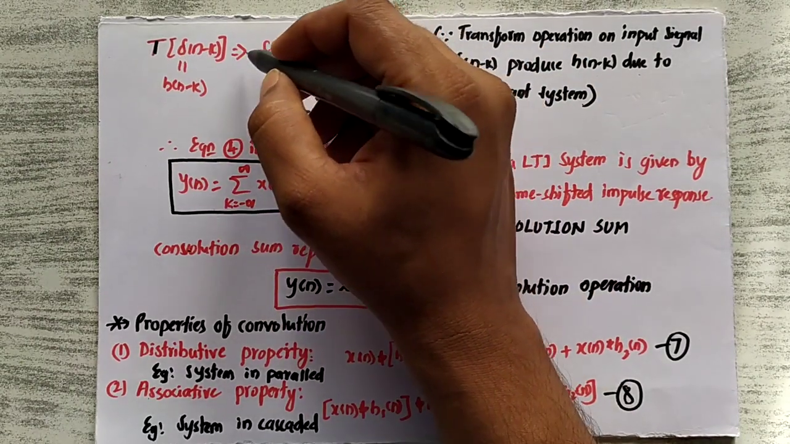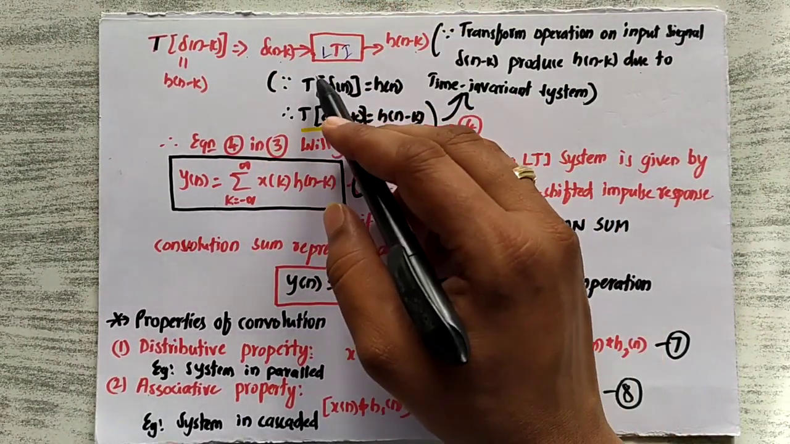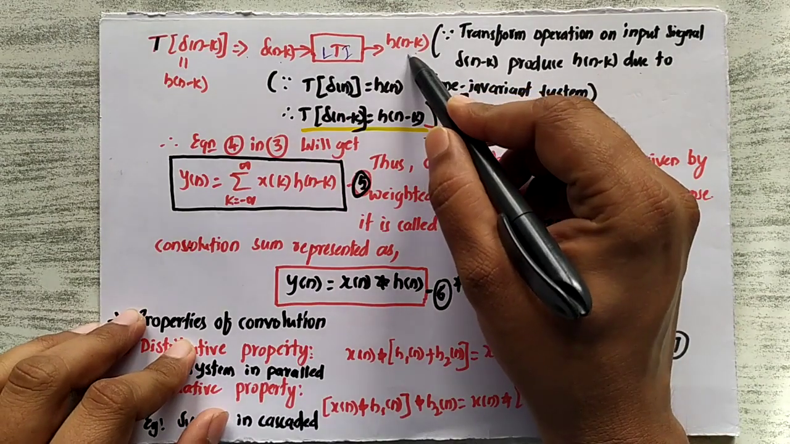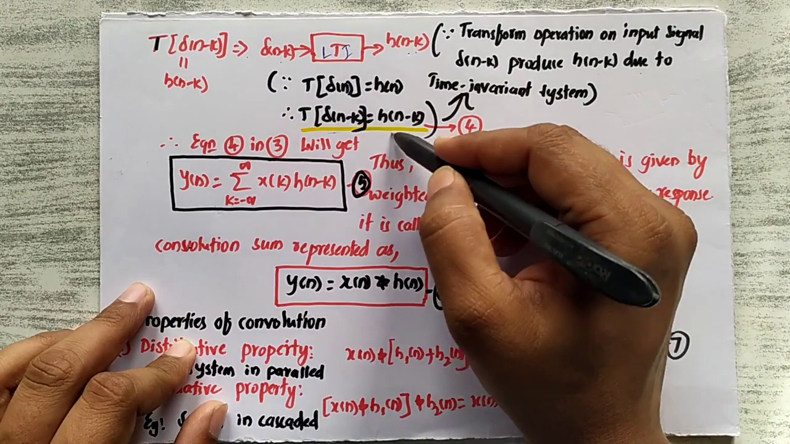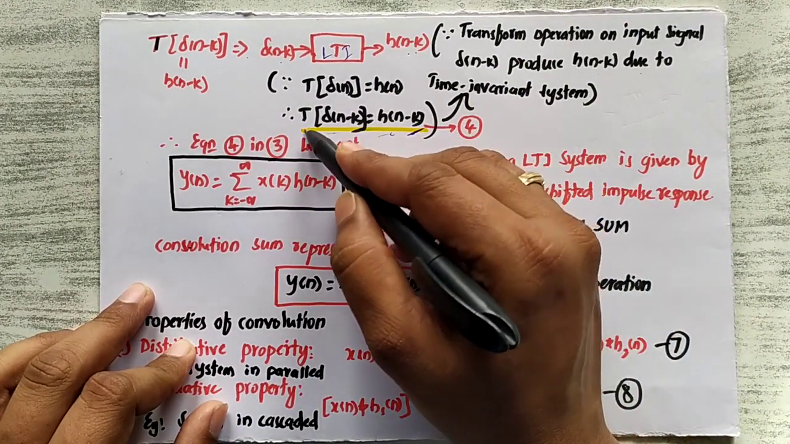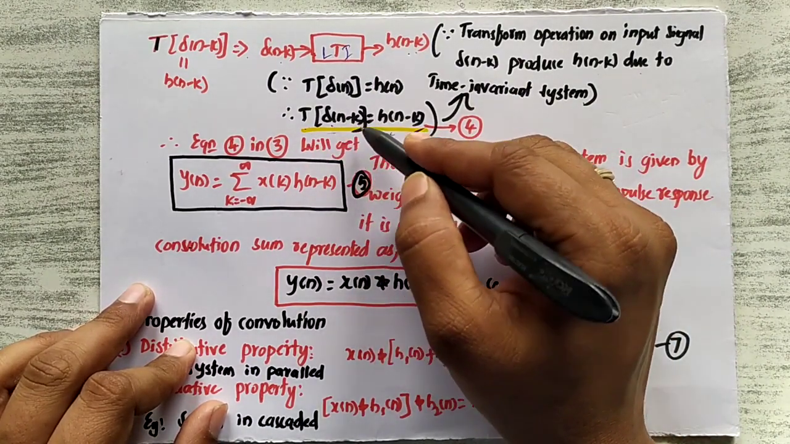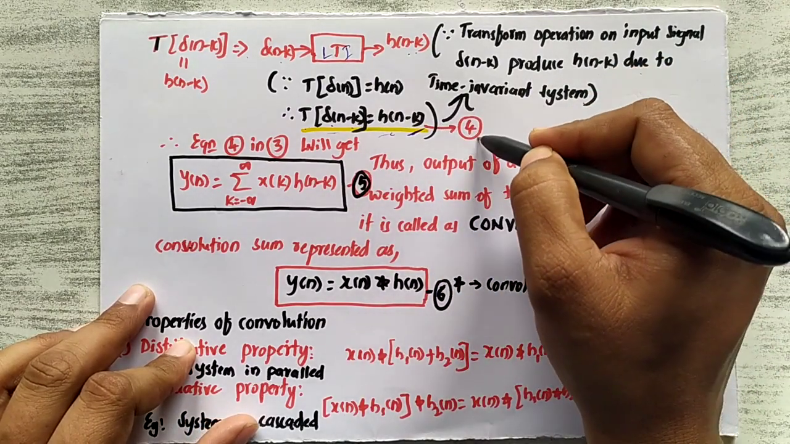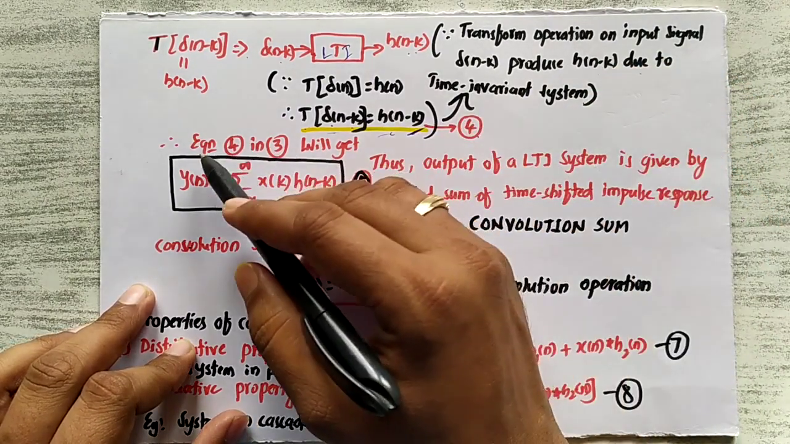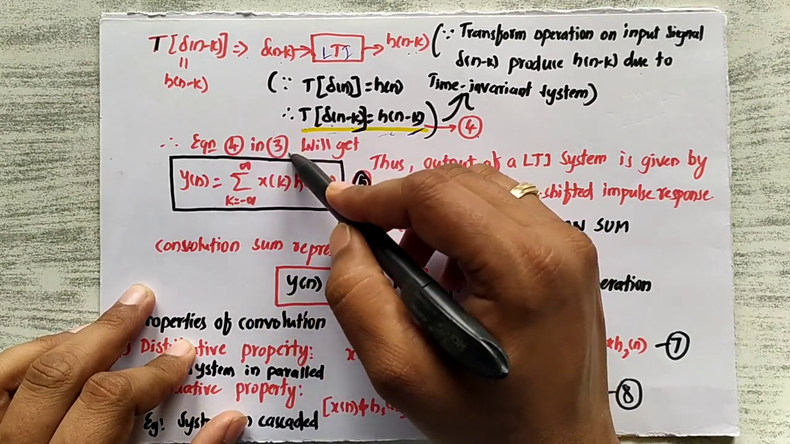So that's why I can write the time related operation, that is T of delta n minus k, as nothing but h of n minus k. So the time related operation on delta of n minus k can be written as h of n minus k. This is equation number 4. Now put equation 4 in equation number 3.